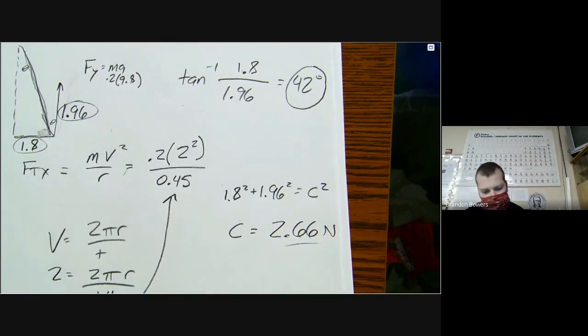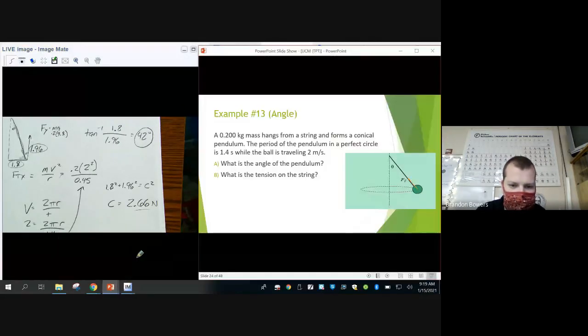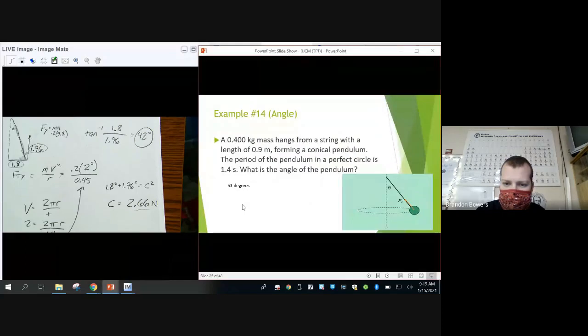Let's see. Now, we'll go over one more, and then I do want to get to universal. So we're going to look at a banked curve real quick.